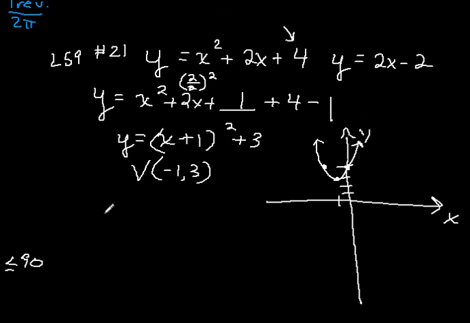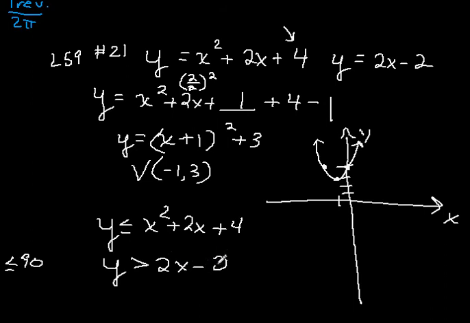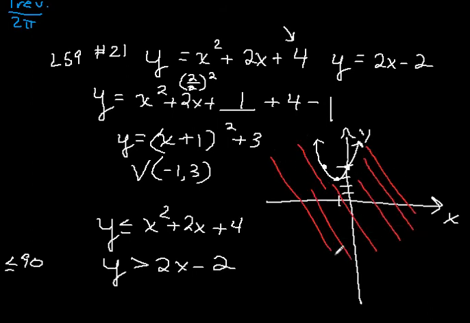And if you look to see what we're going to have to shade, it's y is less than or equal to x squared plus 2x plus 4, and y is greater than 2x minus 2. So it's less than or equal to this, so I'm going to shade in everything less than the parabola. If you can't see that naturally, what you do is you pick a point like 0, 0, and see if it makes this true. If I put a 0 and a 0 in here, I get 4 on this side. 4 is not less than 0. 0 is less than 4, so you would color in that area.